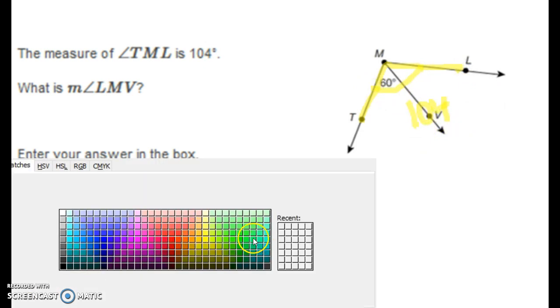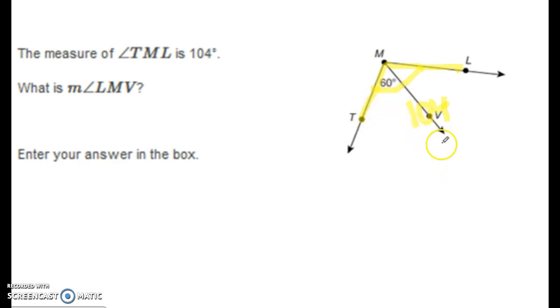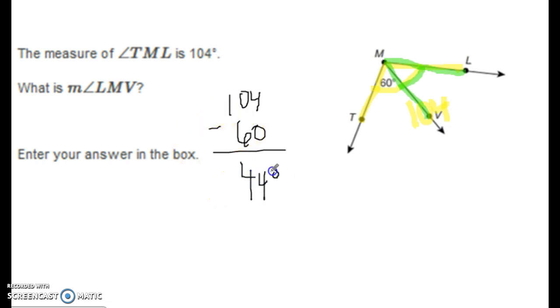And then it also tells us, we're looking for L to M to V. So we want to find just the measure of this green angle. Okay, if the total angle is 104 and we know that this piece is 60 degrees, then we can simply subtract to figure out what it is. So we could take 104 minus 60, and we would get that that missing angle, or that green angle, is 44 degrees. And you can just double check by adding those back together. 60 plus 44 does equal 104. That's that angle addition postulate.